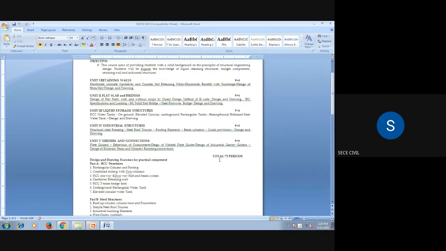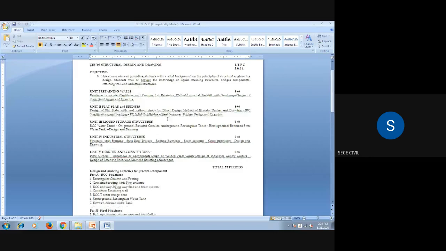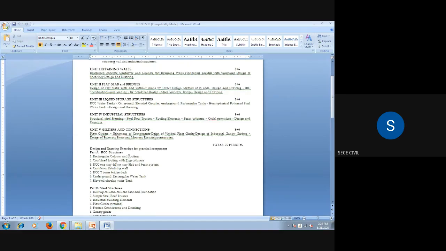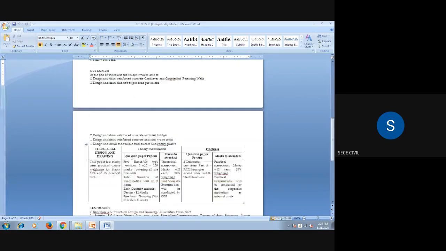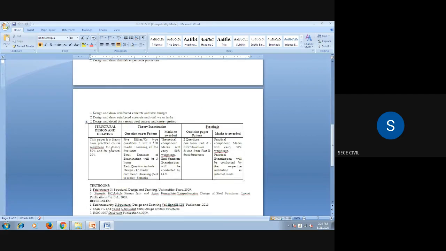This subject is of 75 periods. So we have design also. All these five units are the theory portion. In the five units, you learn about the design of retaining wall, flat slab, and so on. After learning the design procedures, in practical we draw the reinforcement diagram. The exam also has two parts: the theory part carries 80 percent of the marks and the practical carries 20 percent. The question paper pattern is given in the syllabus itself.